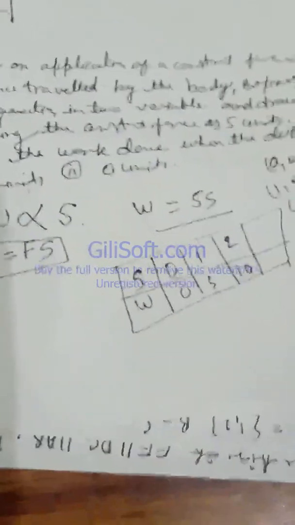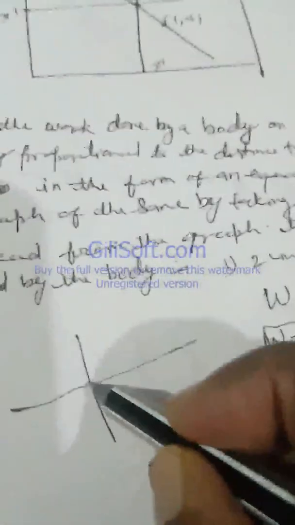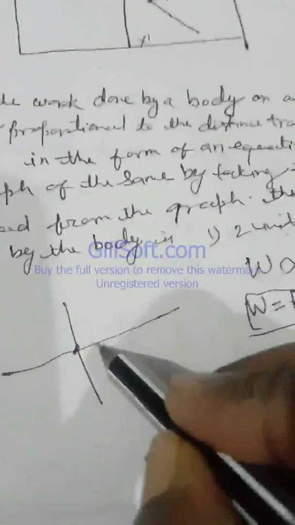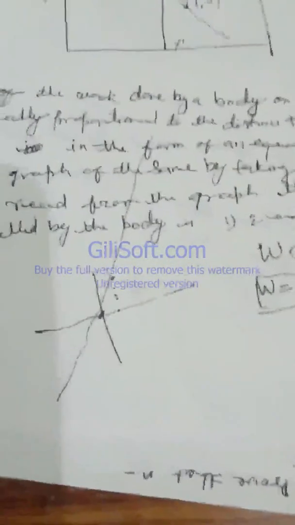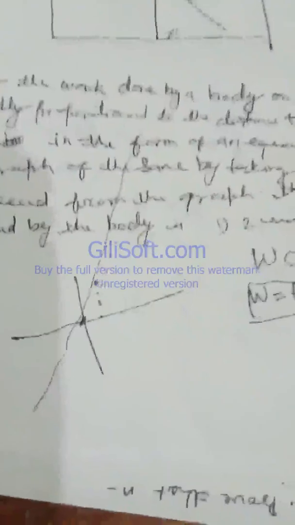In this way some points, and again just like question number 1 you should plot the points. This is 0 0, 1 5, and 2 10, and this way you will draw this equation. This is the straight line. On a graph paper you will take it there.